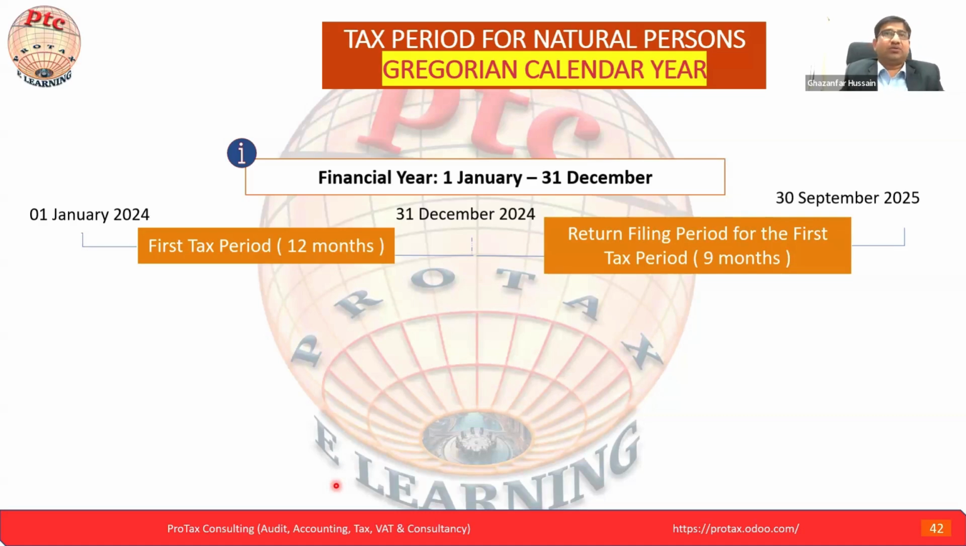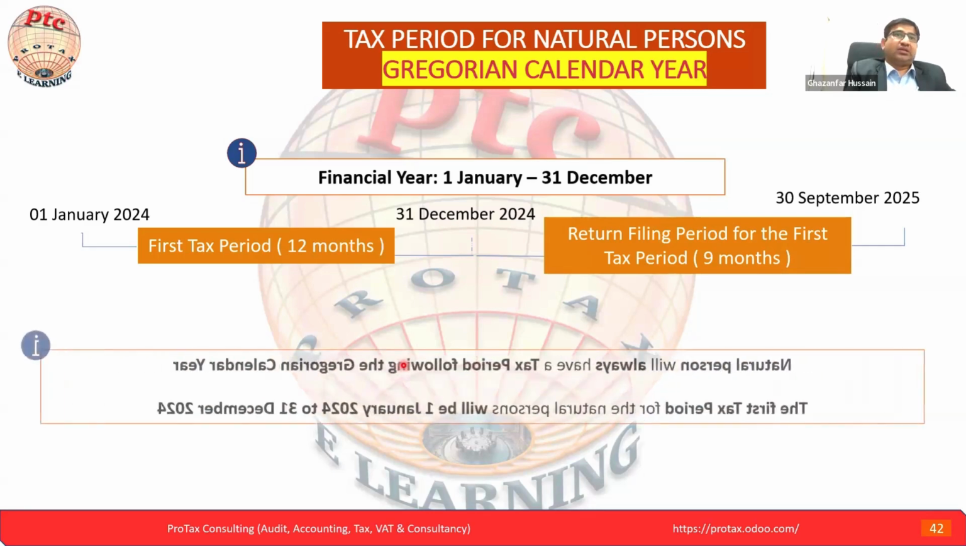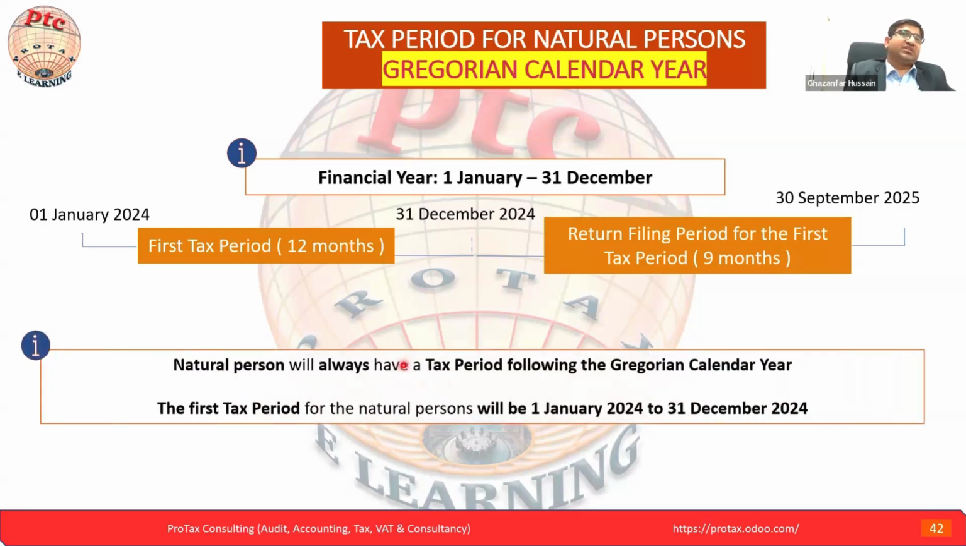Okay, now most of the participants are saying yes, it is already done. Now the tax period for the natural person follows the Gregorian calendar year, which we already know is January to December. So it is a 12-month period, and the first filing period will be 9 months after the year end, that is 30th September. A natural person will always have a tax period following the Gregorian calendar year.